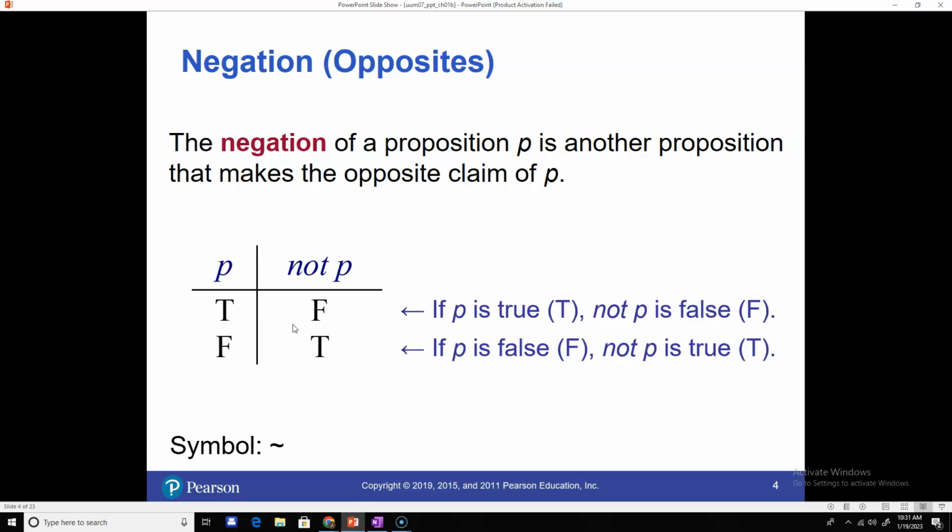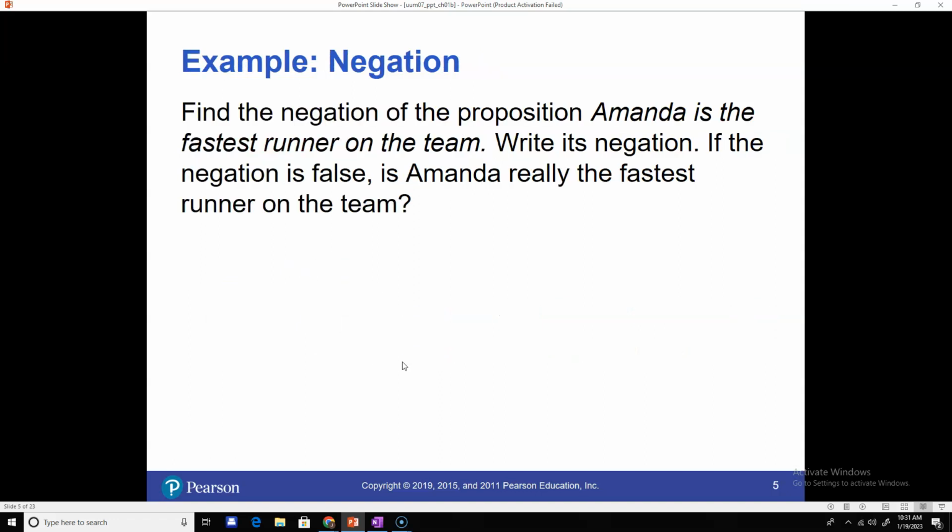And again, the negation has the opposite truth value. So if P is true, not P is false. If P is false, not P is true. Pretty straightforward. So find the negation of the proposition. It's usually pretty easy. Something as simple as this.